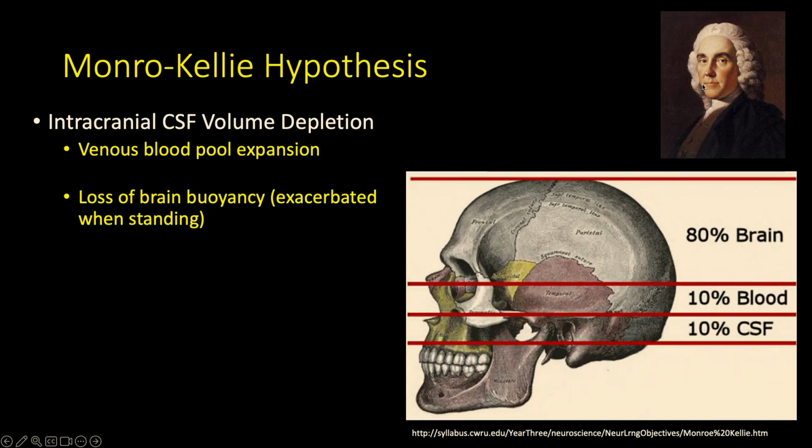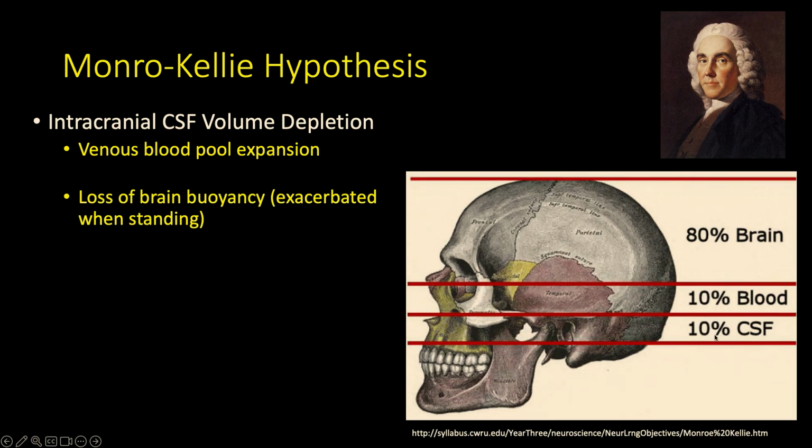And so why do we see abnormal findings on a brain MRI with a CSF leak? Well, it all goes back to the Monro-Kelly hypothesis. You may recall from medical school that the skull is a fixed, rigid compartment, and inside the skull, 80% of the volume is occupied by brain, 10% by blood, and 10% by CSF.